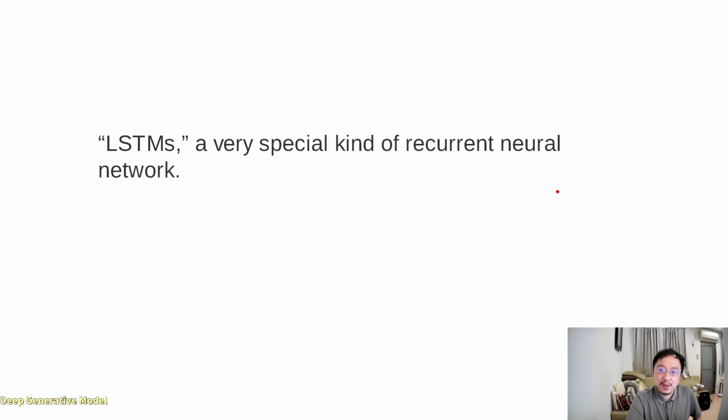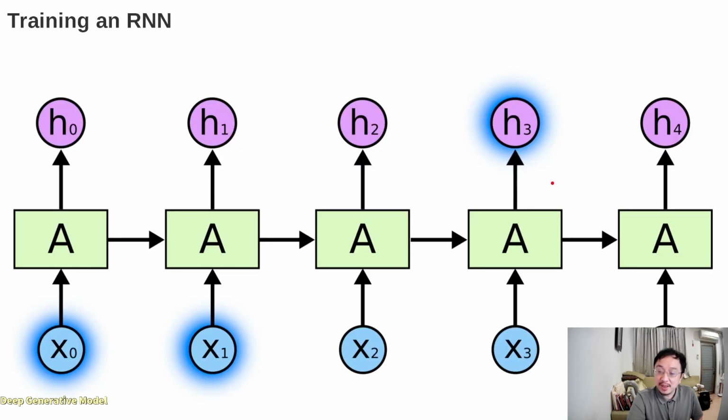LSTM is just a special kind of recurrent neural network. It fixes one of the big issues that the recurrent network has. So what is the issue? The issue is that it is very difficult to train an RNN.